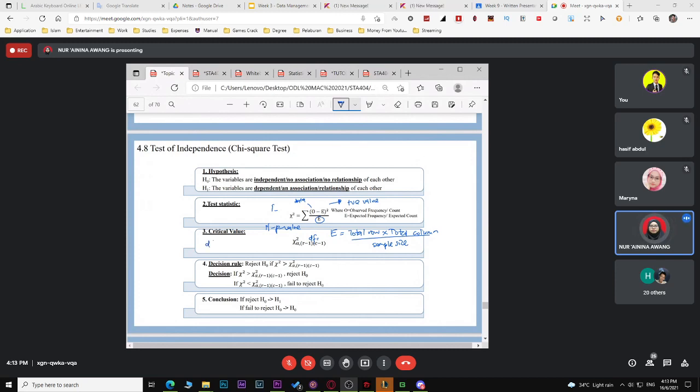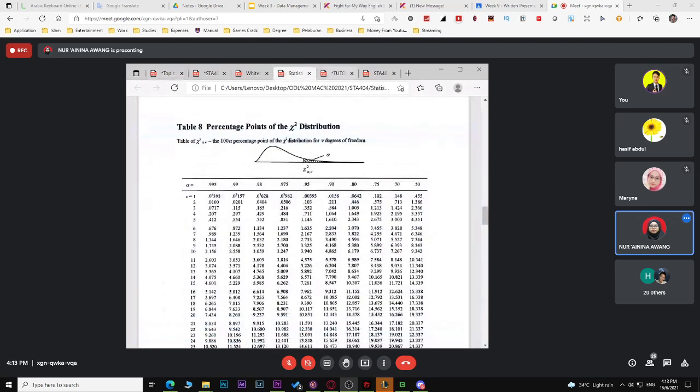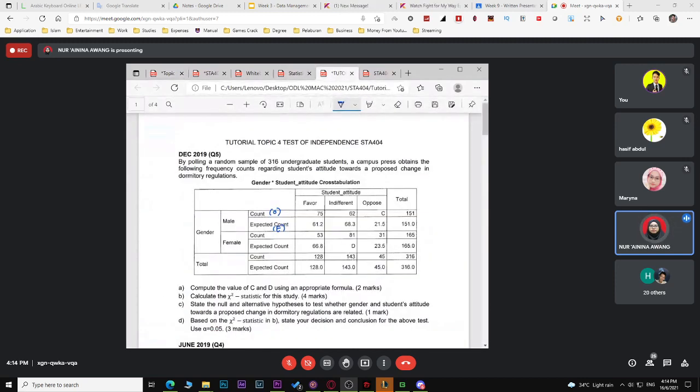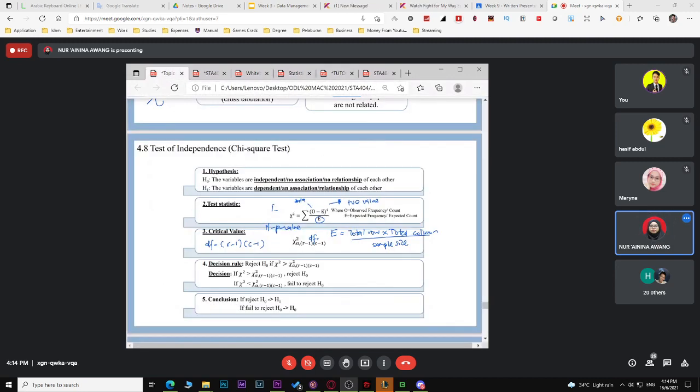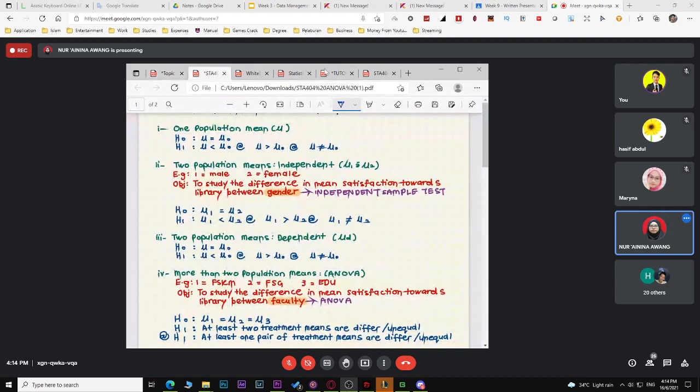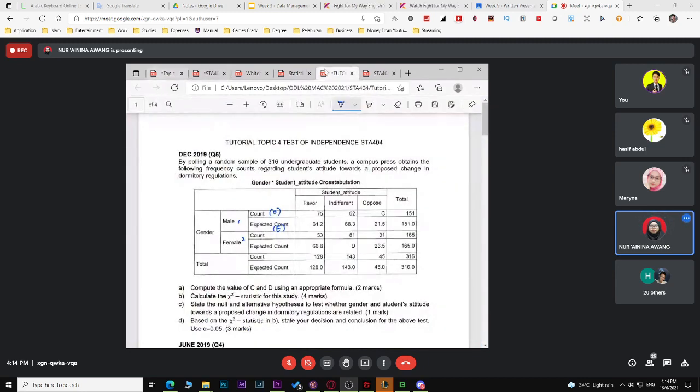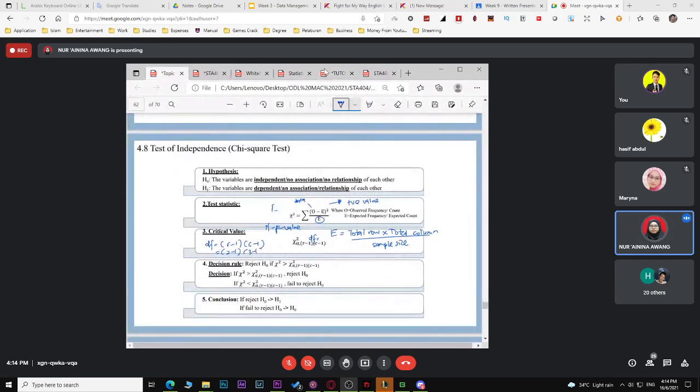Degree of freedom is row minus 1, column minus 1. How many rows? Minus 1. How many columns? Minus 1. For example, in this question, our rows we have 1 and 2, so 2 minus 1. And then our columns we have 1, 2, 3, so 3 minus 1. So 1 times 2. So your degree of freedom is 2. So here it will be alpha, 2.